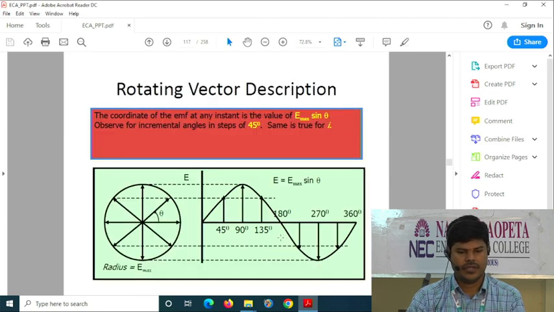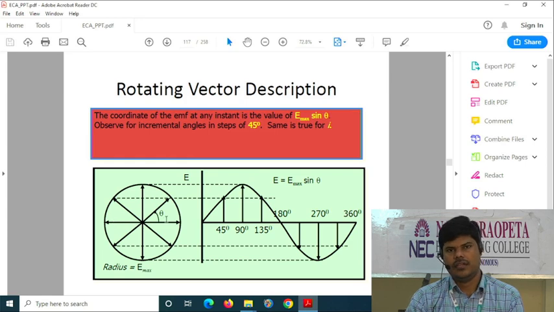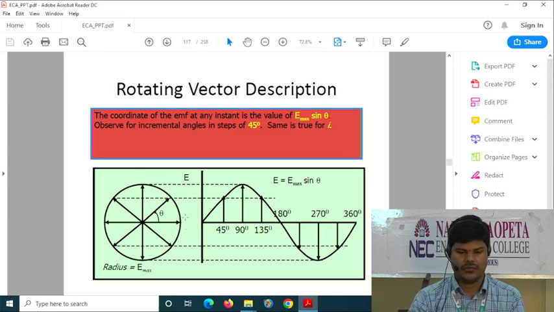See this one, the rotating vector description. In general, we will represent the quantity in the form of a vector. This is a circle having 360 degrees. If you rotate this vector, we have the 0 degree position, 45 degree position, 90 degree position, next 135, 180, 270, 360, like that. So we can represent an alternating quantity by a rotating vector. DC quantities are scalar quantities, whereas all AC quantities are vector quantities. That's why we represent all alternating quantities as vectors, and that's why we have Em sin omega t.